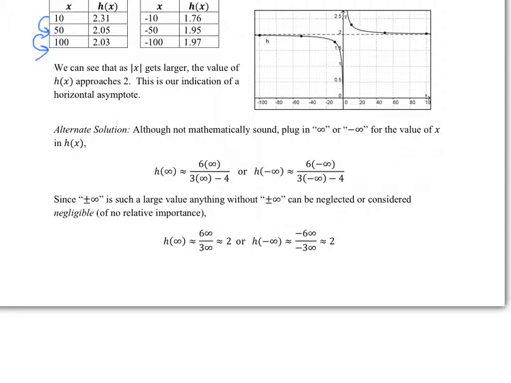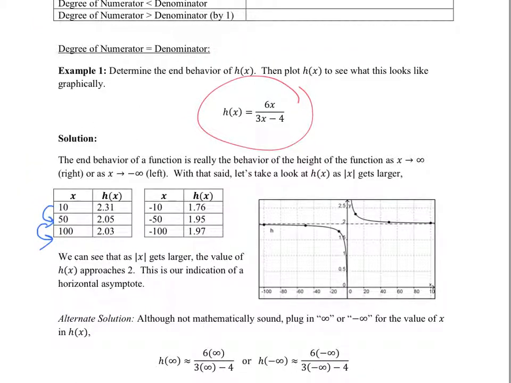Think of dividing the top and bottom by the highest degree variable. So what's the highest degree variable on the top and bottom for this function? One. Right next to the one, this highest degree is one. So divide the top and bottom both by x to the one. So let's practice this. Go up here and take this, and divide every term by x to the one.